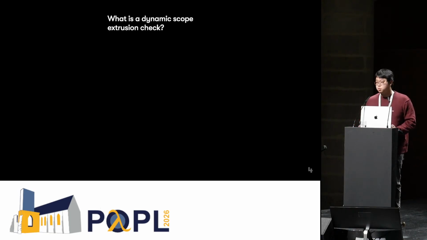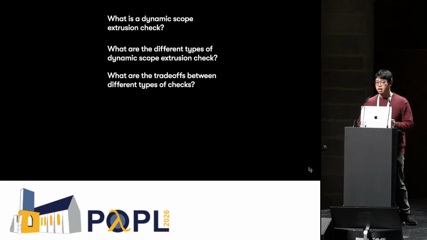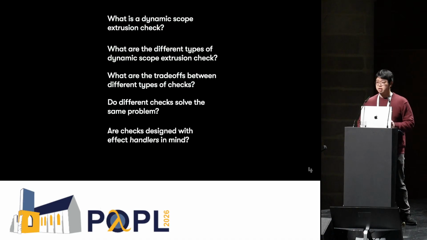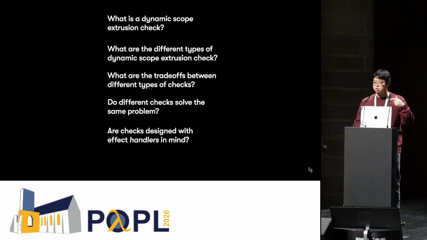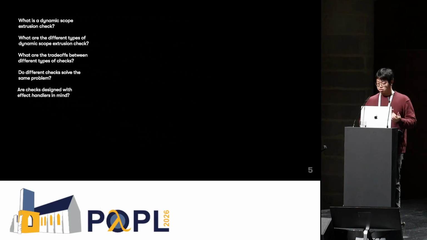The question I asked was, what's a dynamic scope extrusion check? And are there different types of dynamic checks? Are there trade-offs between these different checks? Do different checks even solve the same problem? And are these checks designed with effect handlers in mind, or just state and exceptions? Asking these questions led to some answers.